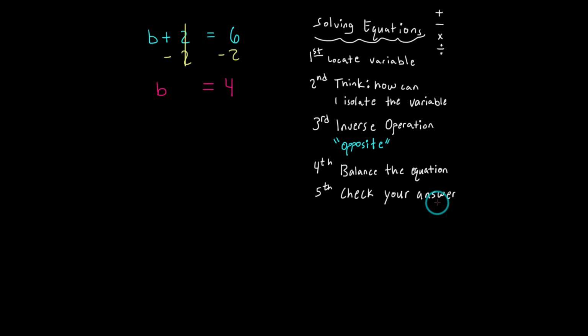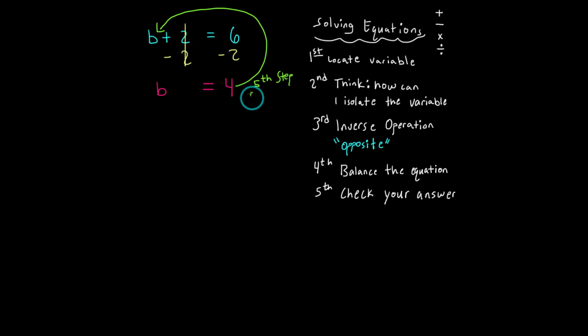It says check your answer. So the 5th step, what I want to do, I'm going to change colors again, is to check this answer. b equals 4 might be a solution to the equation above. So to check my answer, I'm going to plug 4 back into the original equation. Another way of saying that is to substitute 4 in for b in this original equation. So I'm actually going to write down that this is the 5th step.